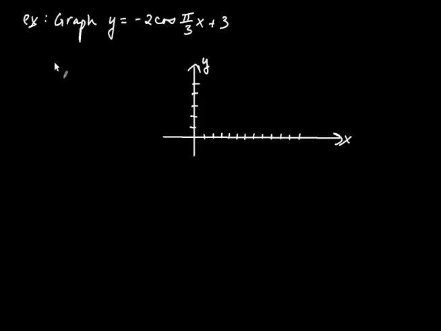Let's graph y equals negative 2 times cosine of pi over 3 times x plus 3. Okay, so as I mentioned, the first thing we do is we identify what we have, our transformations. So our amplitude is going to be the absolute value of negative 2, which is 2. And actually we have a period change, right? Because x is being multiplied by something.